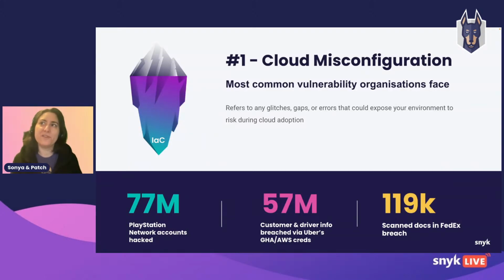But the most common vulnerability organizations face with IaC is cloud misconfiguration. This refers to any glitches, gaps, or errors that could expose your environment to risk during cloud adoption. You have a few examples at the bottom. For example, 77 million PlayStation Network accounts were hacked because of a cloud misconfiguration. For Uber, 57 million customer and driver records were breached via Uber's GitHub Actions and AWS creds. What happened is one of their repos went from private to public, and the attacker was just scraping keys and credentials on GitHub and managed to capture one of these creds.